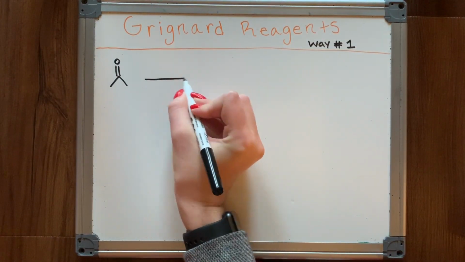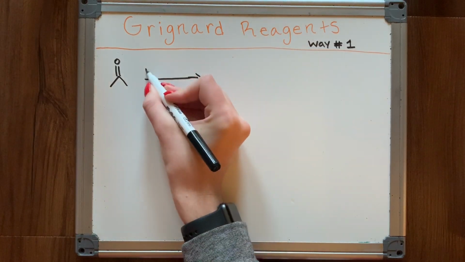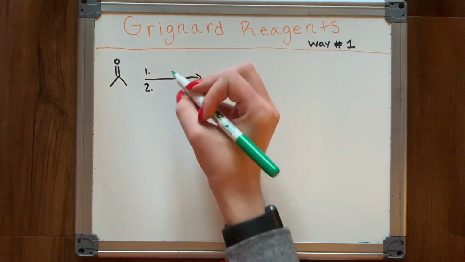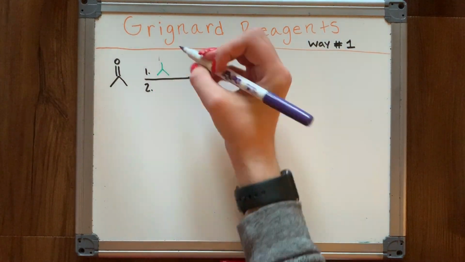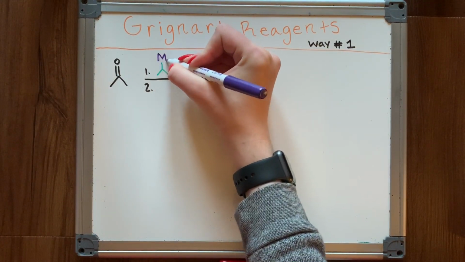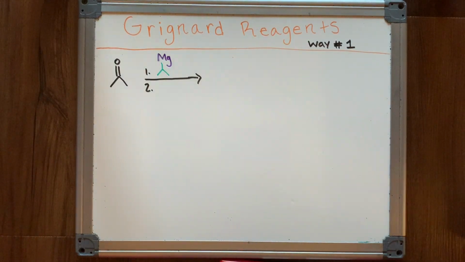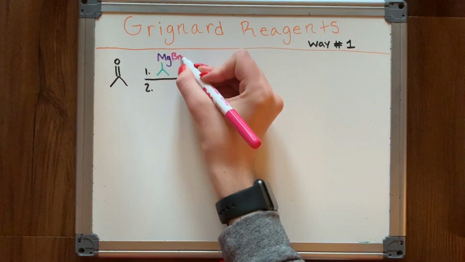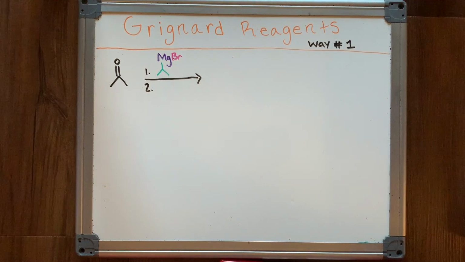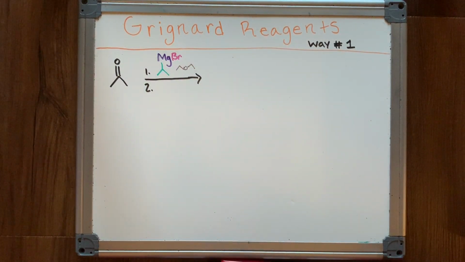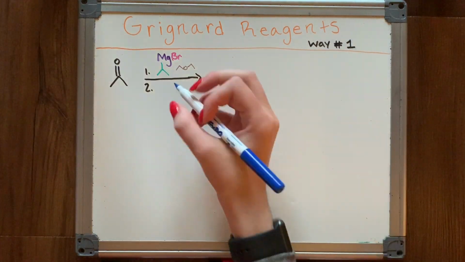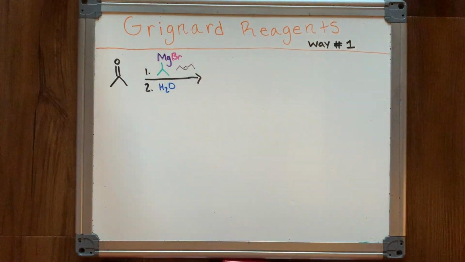In step number 1, you are going to have your Grignard reagent and your little BAT, your diethyl ether, because this cannot have any acidic hydrogens, or this reaction will not occur. So in step 1 of way 1, you have your Grignard reagent and your diethyl ether. And then in step 2, we have our water, our proton source, which will produce our alcohol.